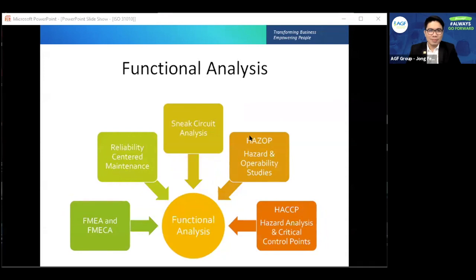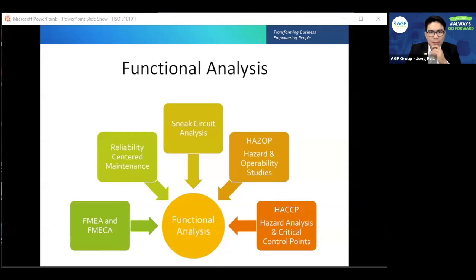We have functional analysis. Marami nang gumagamit dyan. Minention ni Sir Jong yung FMEA dyan. Nandiyan yung FMEA, di ba? Andyan yung reliability centered maintenance, sneak circuit analysis. Maganda yung sneak, di ba? Sneaky yung hazard at saka HACCP. Alam na ninyo, di ba, yung HACCP mostly yan para sa identification sa food safety. But it can be applied to any safety requirements of organization, di ba?